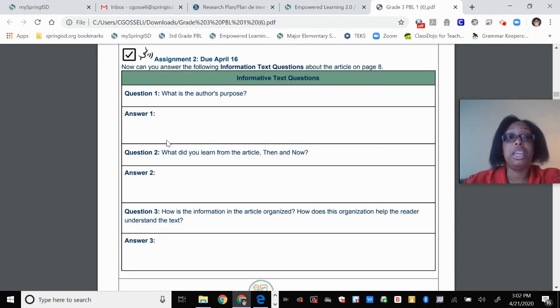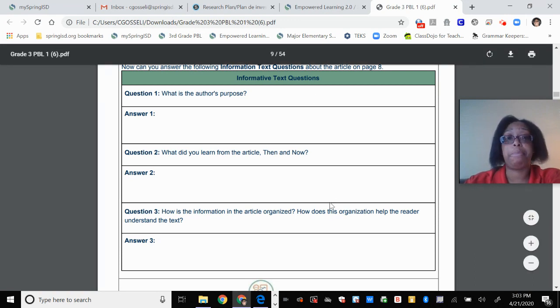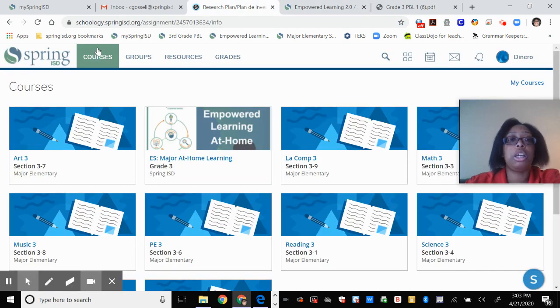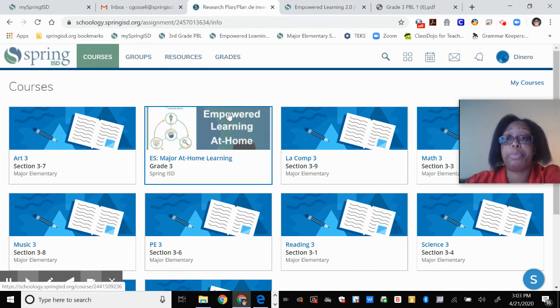Or you can type in your answers directly into Schoology. So if you answer the questions on the paper because you want to write it down, then you can go to Schoology and type in your answers. So remember, you can get to Schoology from here, your Spring ISD login, logging in right here. It'll take you right to Schoology. You'll log into your portal, then you'll click on the Schoology app icon and log into that using the same username and password. Then you'll click on Empowered Learning at Home.